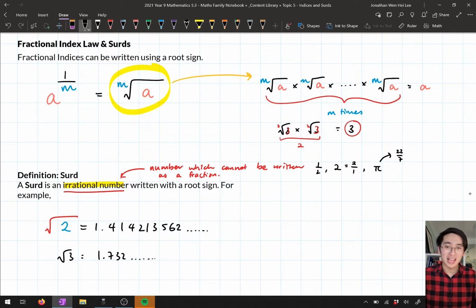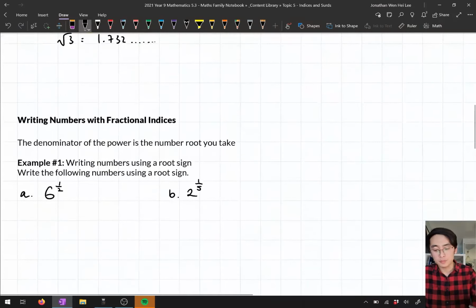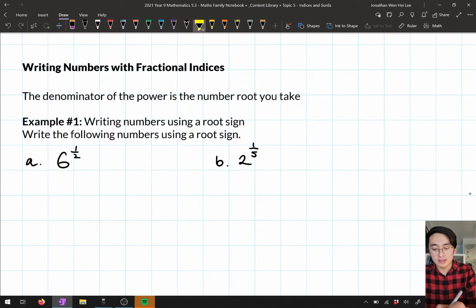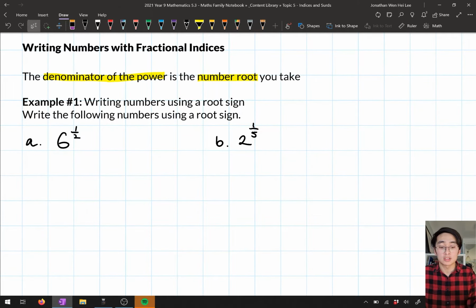But what we're going to do is actually apply this fractional index rule, writing numbers with fractional indices. The denominator of the power is the root that you're going to take. So the quick way of remembering this is the denominator, the number at the bottom of the fraction in our power, is the number root that you're going to take. So here we've got two examples. Write the following numbers using a square root sign.